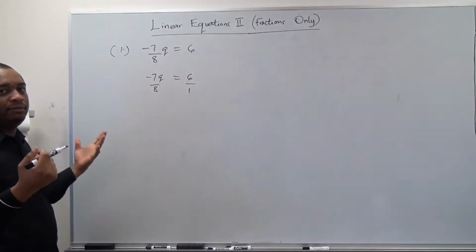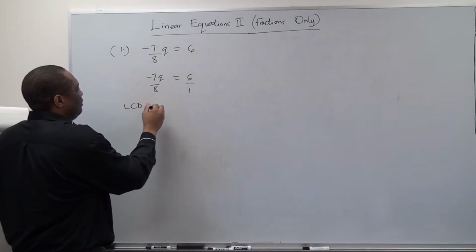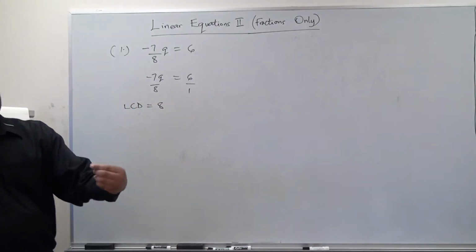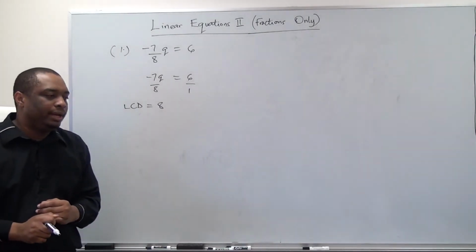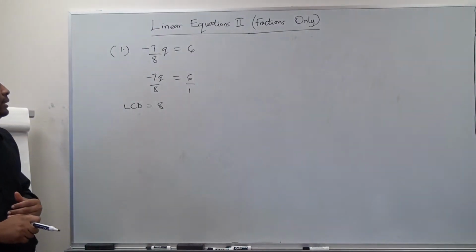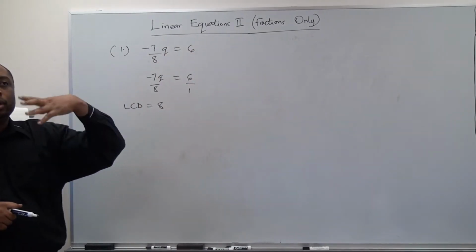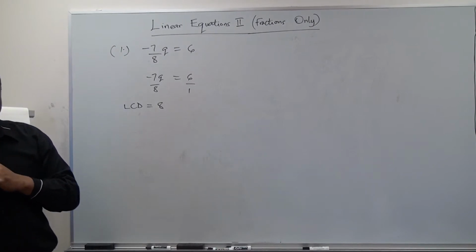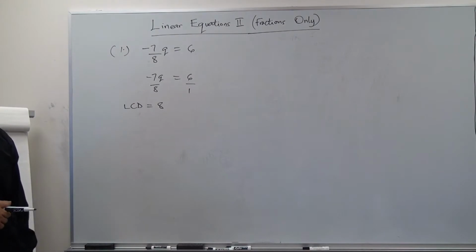Anytime you see this, it means 6 over 1. So you ask yourself, what is the LCD? What's the least common denominator of 8 and 1? It gives us 8. Please, you need to review the video segments on factors and multiples so that you can follow up on this, and also on linear equations with integers only. You should also view the segments on the distributive property. You need that knowledge so that you can understand this.